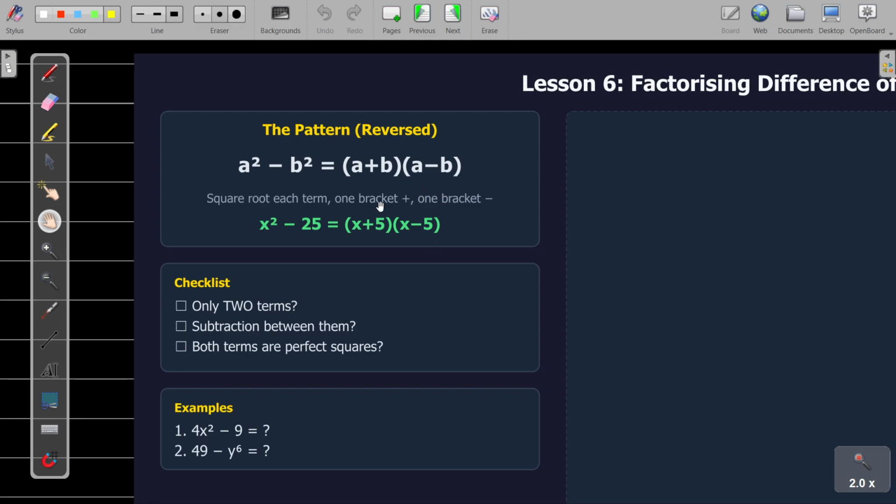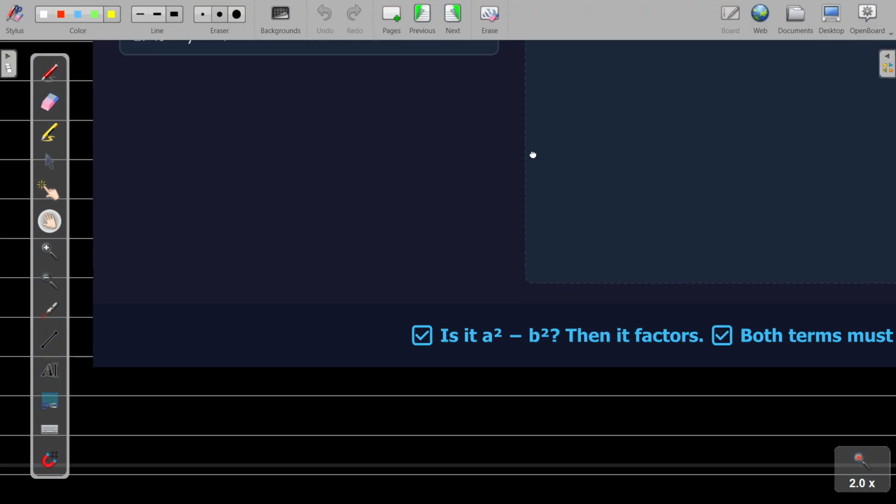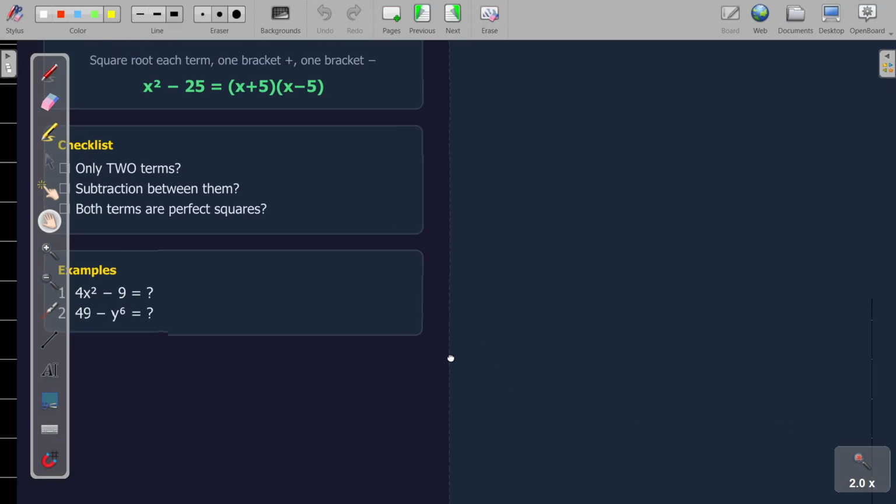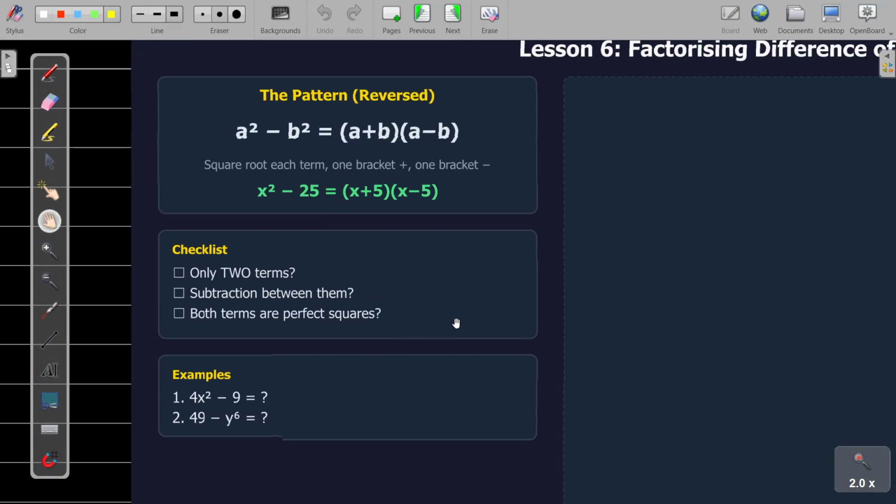We're going to factorize the DOTS expression. So we have this expression right here, x squared minus 25. Factorizing this, we want to put this into brackets. You have to ask yourself, is it a minus? Are there any minuses? Is it in this form? Then it factors. It always factors, even for any kind of number. Are they both perfect squares?